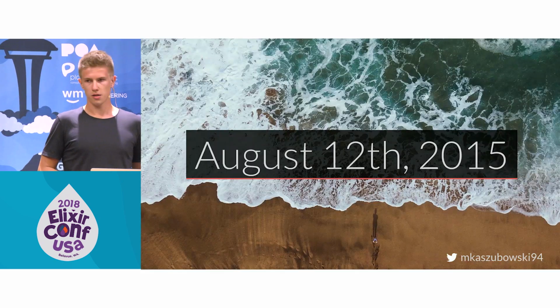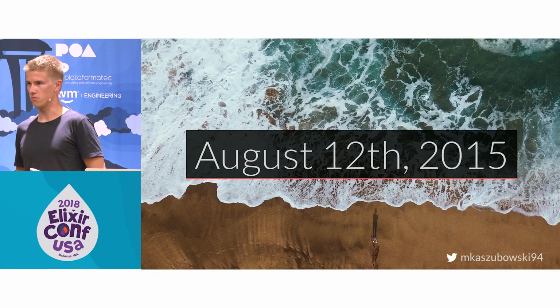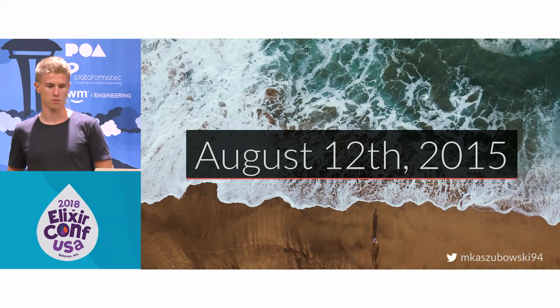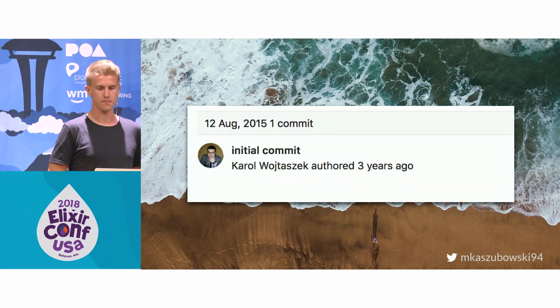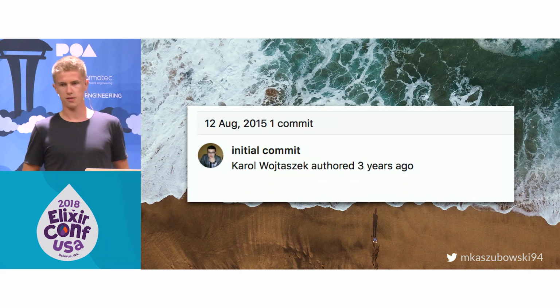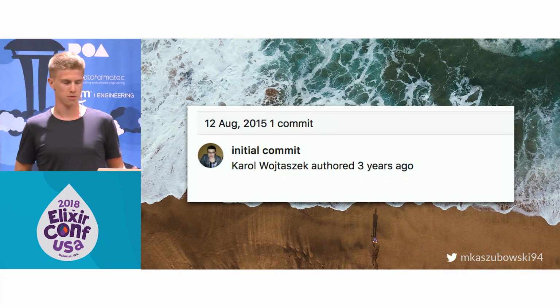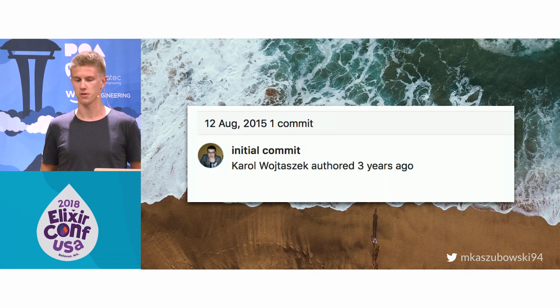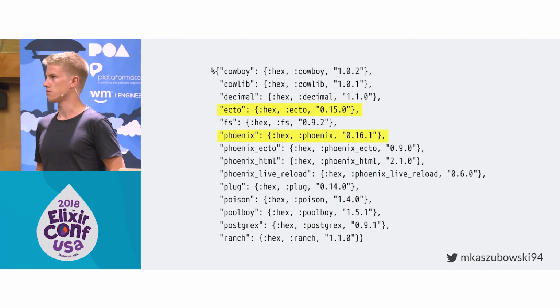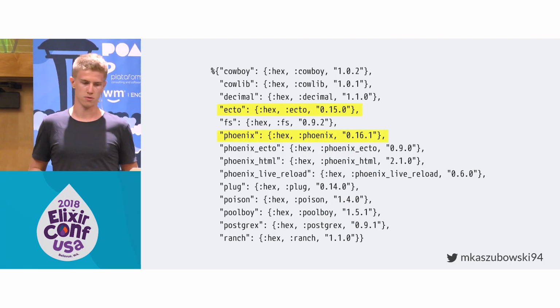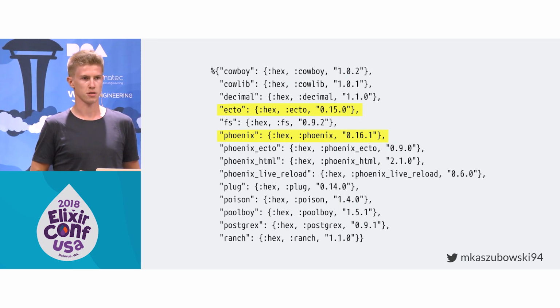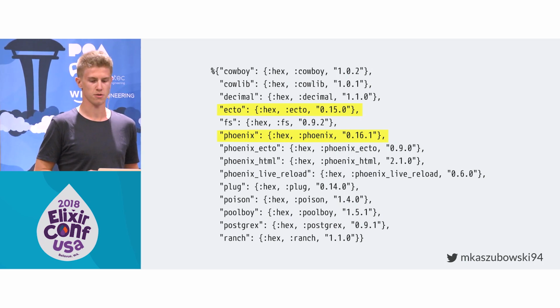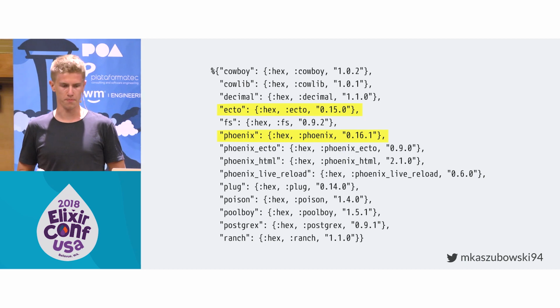So on August the 12th, 2015, we pushed our first Elixir commit to our GitLab repository. And at that time, Elixir was a new language. It was only 1.0, which had been released a year before that. Neither Ecto nor Phoenix were 1.0 yet, so we were using software that was changing quite frequently.